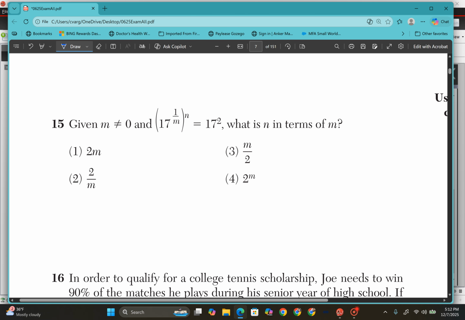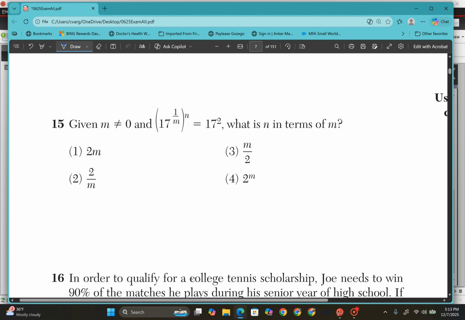All right, this one. What is n in terms of m? Okay, so technically, have we done this? No, but you have enough skills from Algebra 1 to do this question. I'm going to push you a little bit.